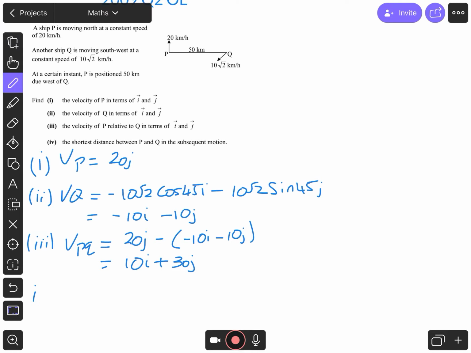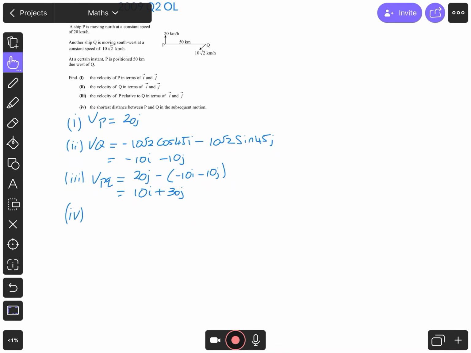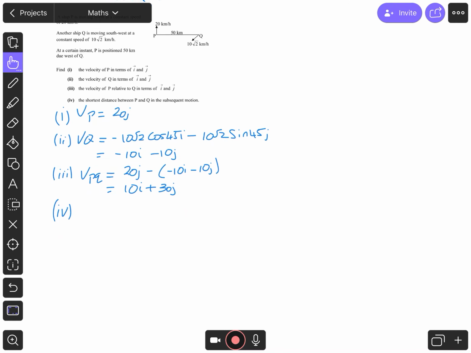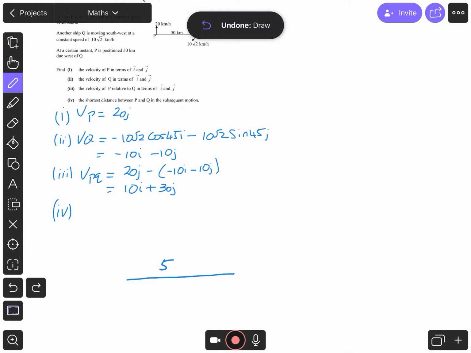So for the shortest distance, what I'm going to need to do is draw it out. I know at a certain stage that there was a distance of 50 between them. So I'm going to just draw a line with 50 in between the P and Q. I'll do it on the bottom, that's 50 kilometers, and we know that P is positioned due west, so this is going to be P and this is going to be Q. So that's the first line.